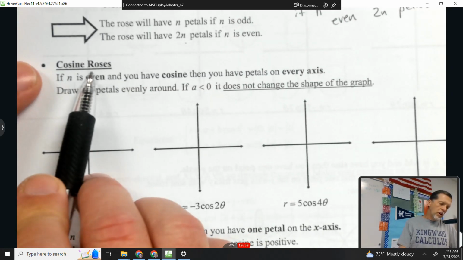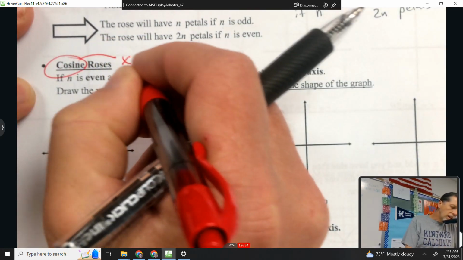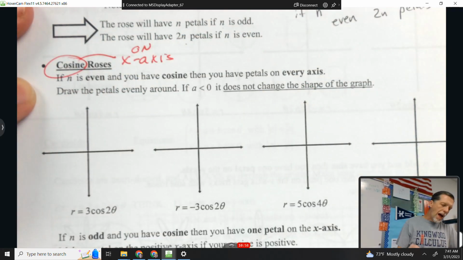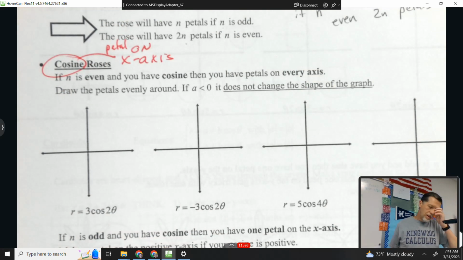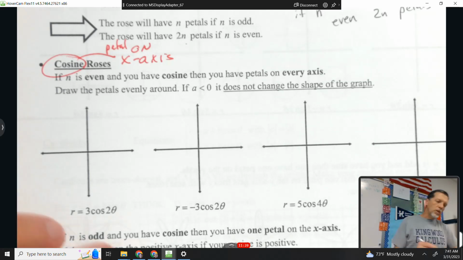All right, cosine roses. They will have a petal on the x-axis. In fact, you'll have a petal on every axis, but I would just say you have a petal on the x-axis and go from there, because that way it ties together what we already know. Cosine goes with x. So if it's a cosine rose, you're going to have a petal on the x-axis. And always, all the petals are always equally spaced.